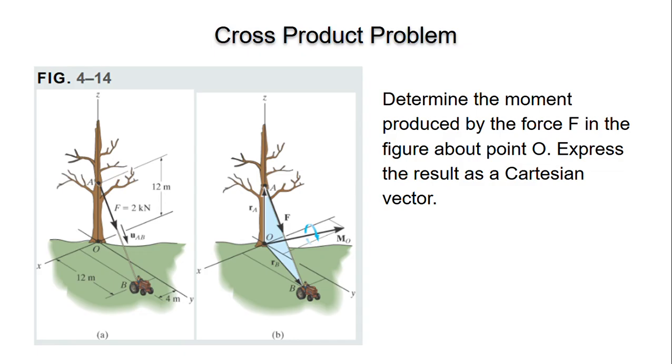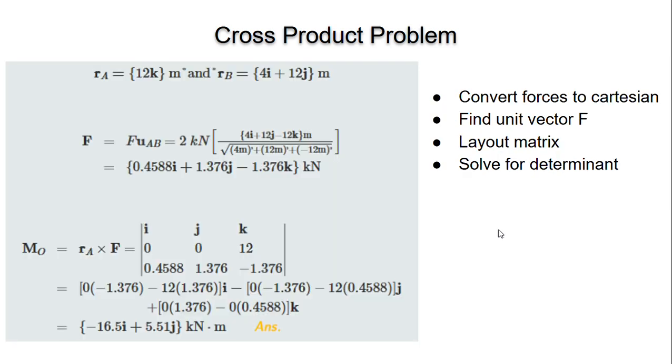The problem for this project, our cross product problem, is to determine the moment produced by the force F in the figure about point O. So old MacDonald here is on his tractor pulling the tree down, and he's going to pull it down about point O, the base of the tree, or the origin of our coordinate axes. And we're supposed to express the result as a Cartesian vector.